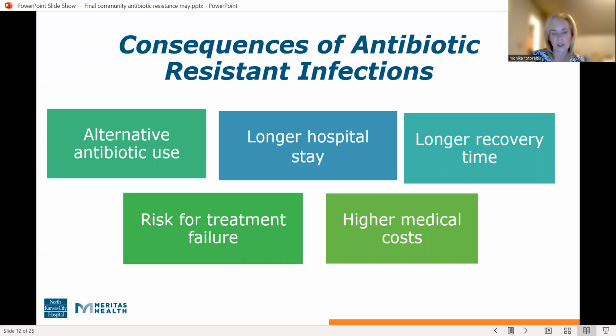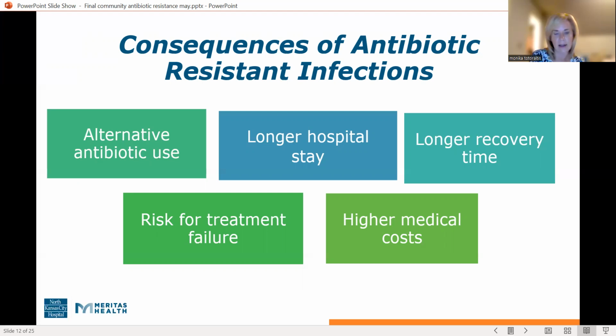By using these alternative antibiotics, you may have a longer hospital stay. Your recovery time may be longer. Sadly, despite all of our efforts, the fear is that treatment may fail, and it requires additional modalities to have you recover from the infection. This may also increase your medical costs.